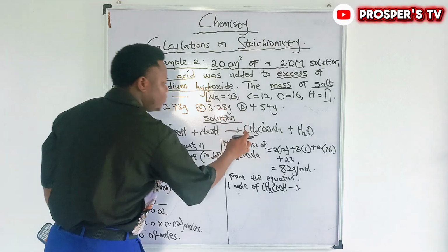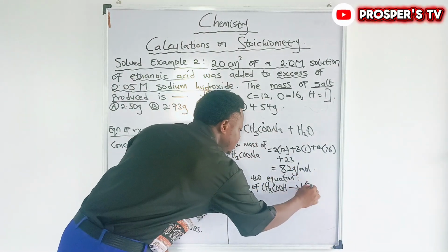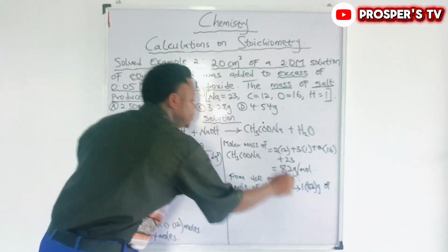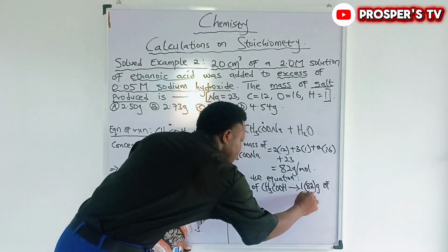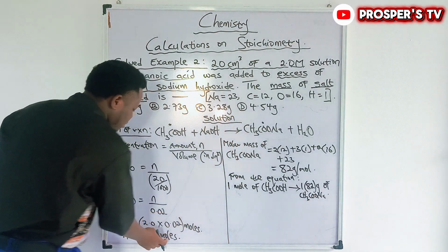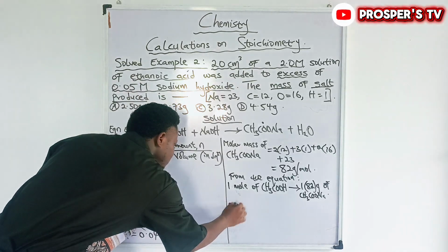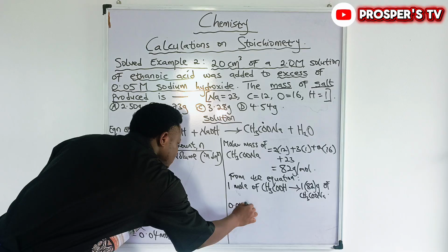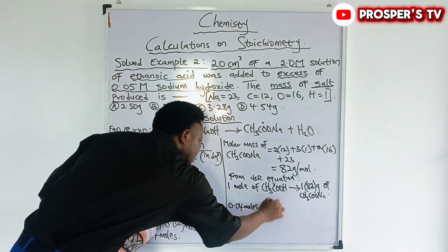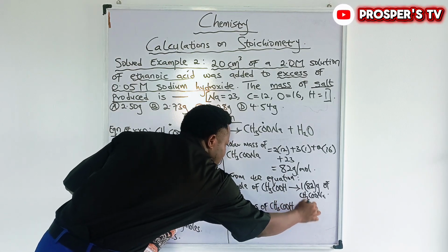So 1 mole of this is producing what? Let's go to the mass. We have 1 here, so we say 1 times, what's the mass of this? We've calculated to be 82 grams of CH3COONa. So we now got our mole that reacted to be this. So we say 0.04 moles of CH3COOH would give us what now?